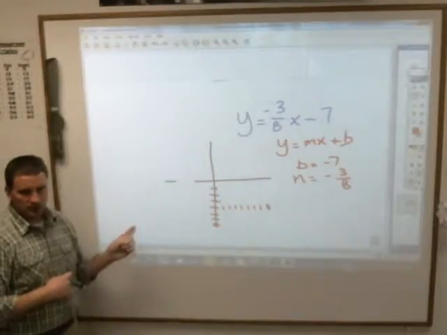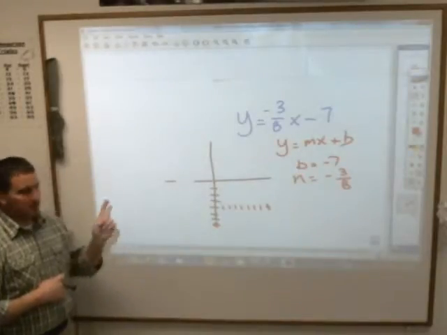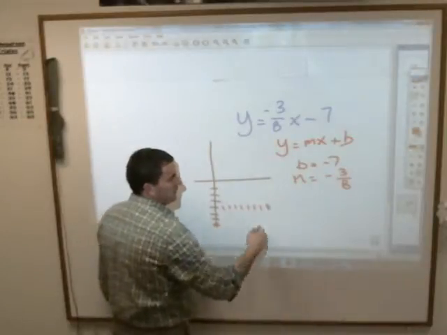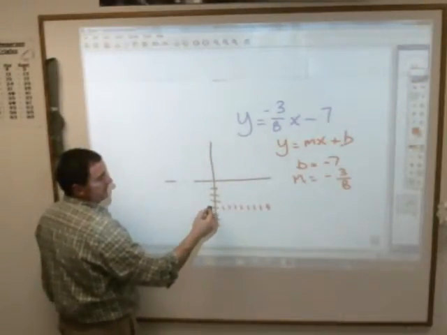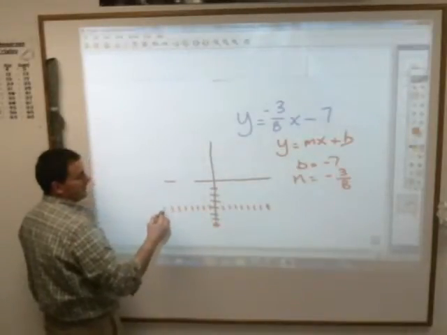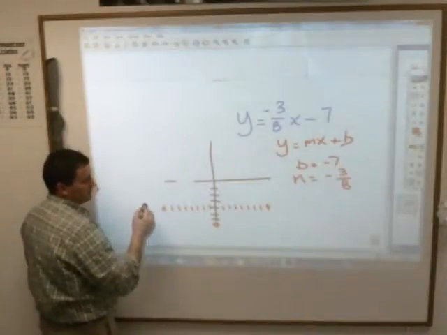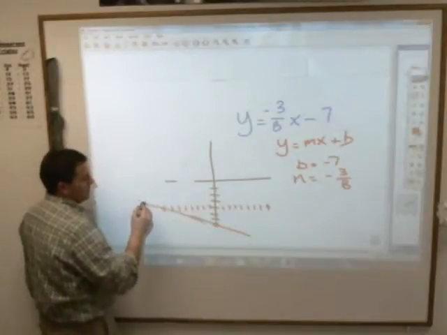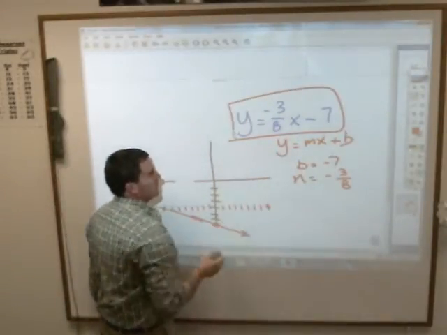What's wrong with what I just did? Lauren? I made a positive slope. Catch on to that. Remember, if my line goes uphill, it's positive slope. What do I need to do? I actually need to go up 3 over 8 backwards. 1, 2, 3, 4, 5, 6, 7, 8. Here is my negative slope point. So then from those 2 points I connect them, and that is the graph of this equation.